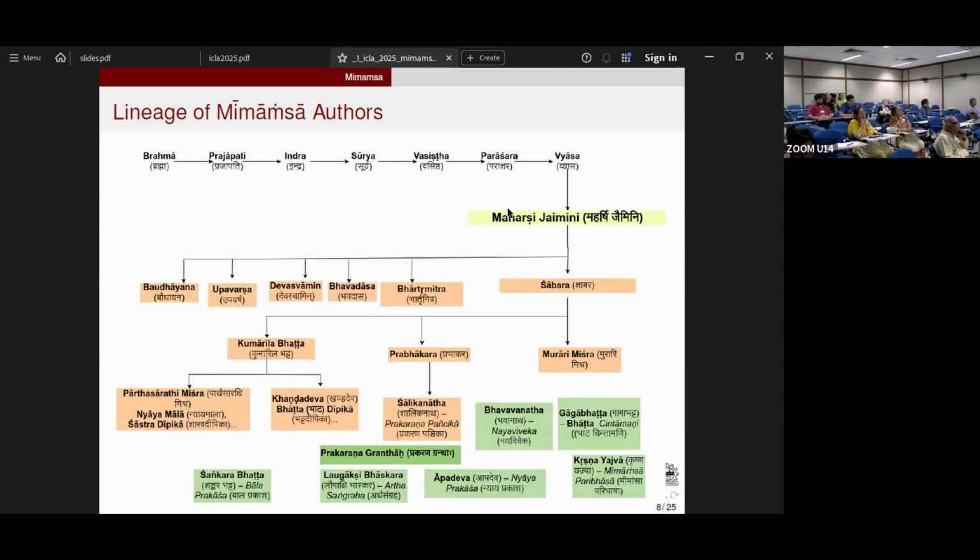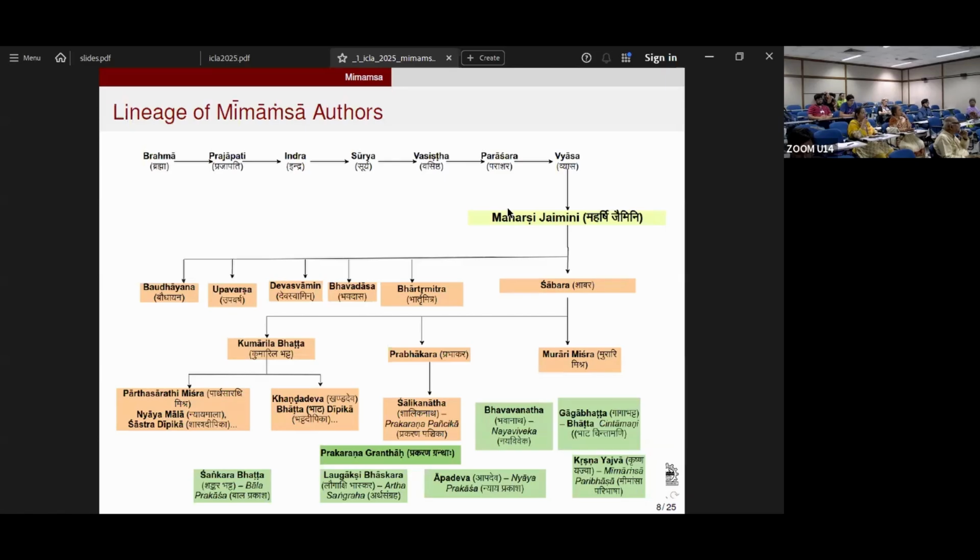After Maharshi Jaimini, a number of people have worked on different aspects of Mīmāṁsā, giving a more detailed explanation of what he has given in these sutras. We have works by Baudhayana, Upavarsha, Devaswamin, Bhavadasa, Bhartrmitra, and Shabara. Shabara Swami's Vyakhyan, his explanations, are considered to be very elaborate.